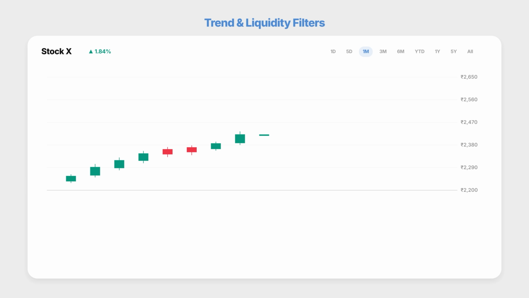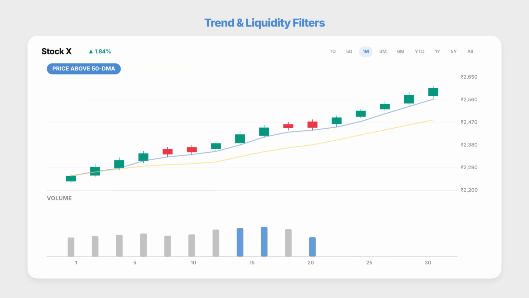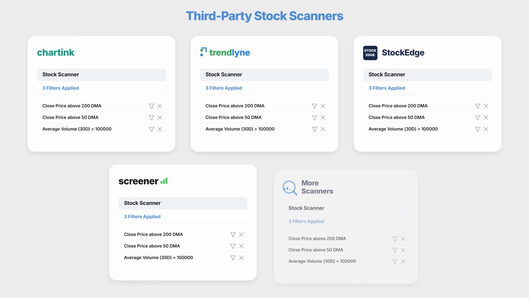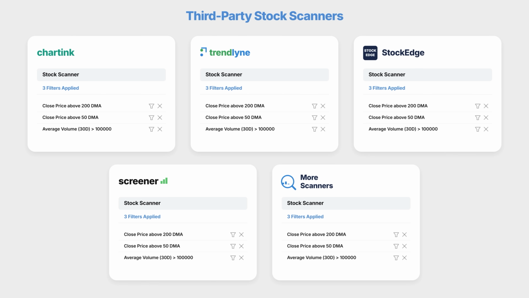If you want to tighten the selection, you can layer on top of it an extra trend or liquidity filter, such as the stock should be above its 200-day or 50-day moving average, plus it should have a specific minimum average volume. I use TradingView Premium for this, but that doesn't mean you have to. There are plenty of third-party scanning tools out there that you can use for the exact same job. What matters more is sticking to the core method.